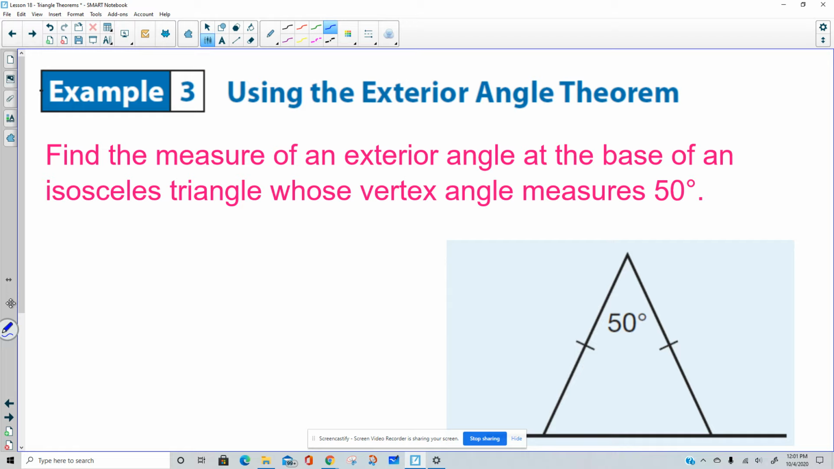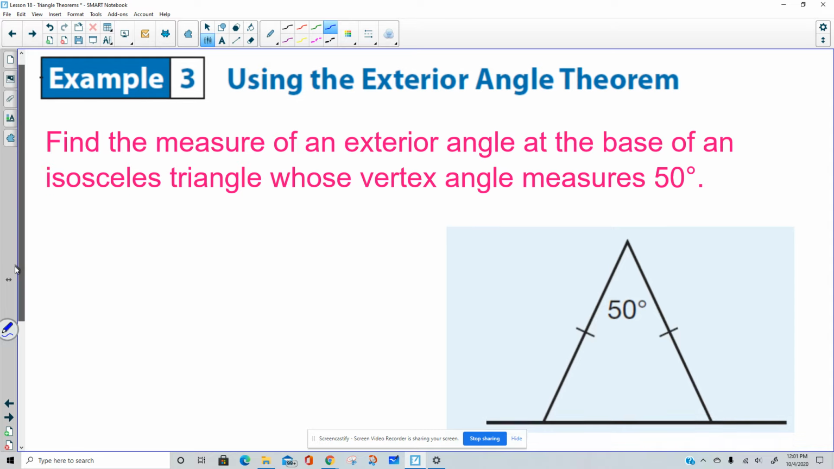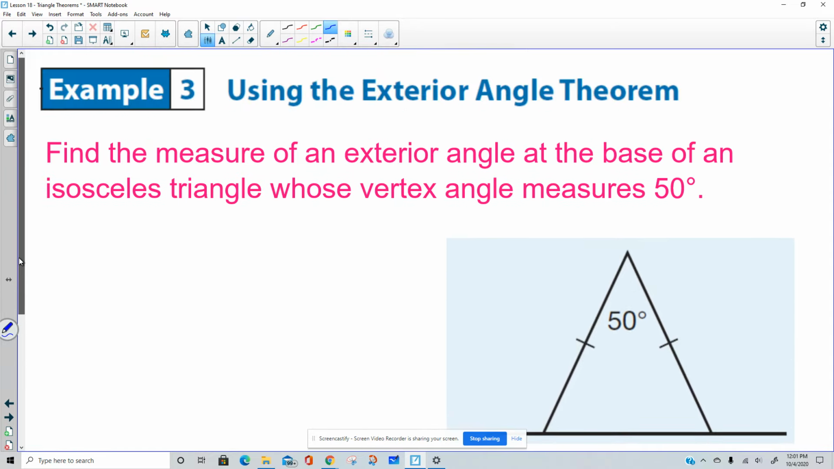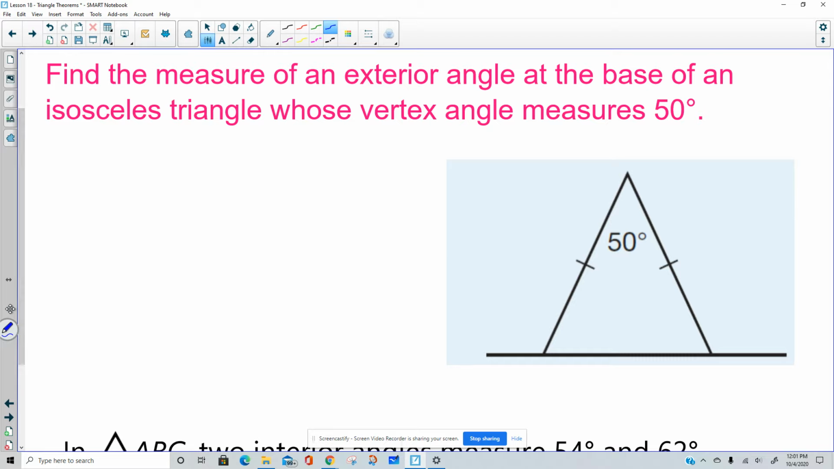Example 3, find the measure of an exterior angle at the base of an isosceles triangle whose vertex angle measures 50 degrees. All right, well, we know that in any triangle, 180 degrees is our sum. If we have already used 50 degrees, we have a remainder of 130 degrees to share equally between our two base angles of our isosceles triangle. So therefore, we've got 65 degrees, 65 degrees.